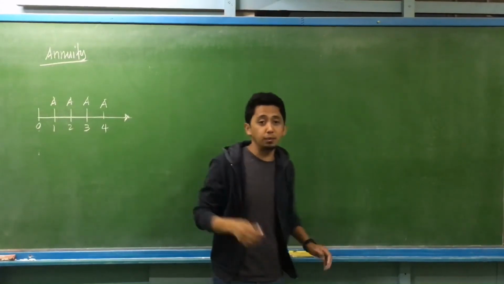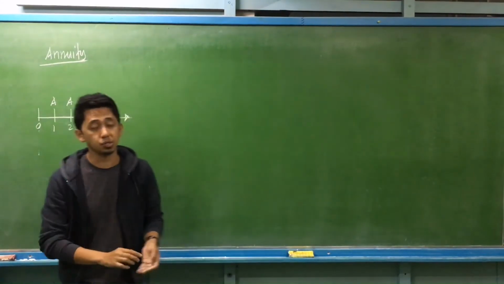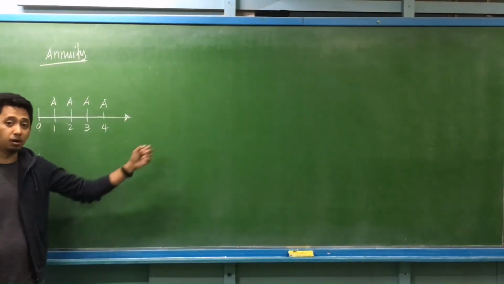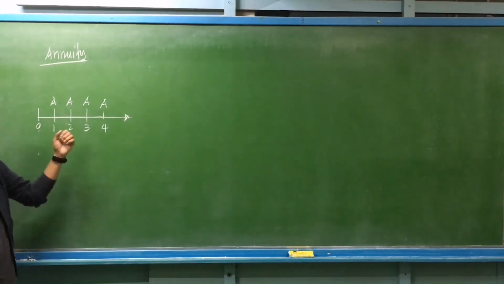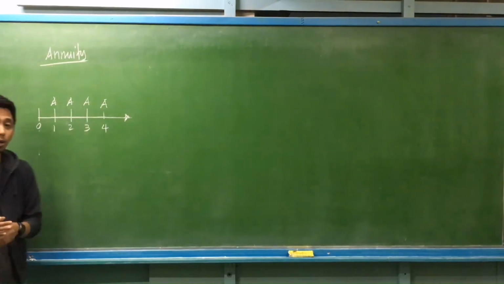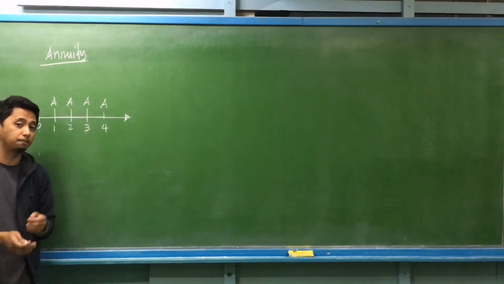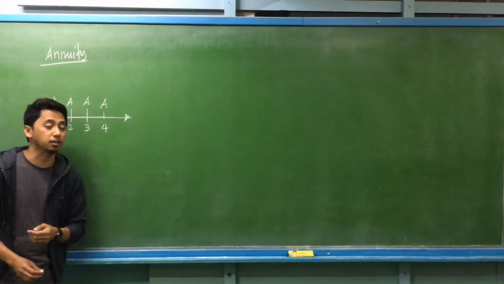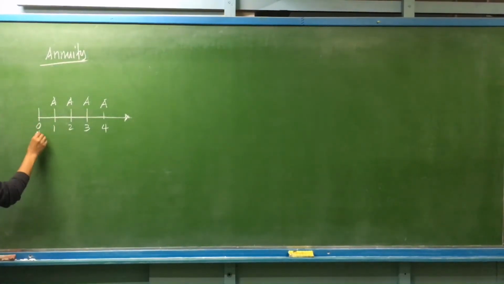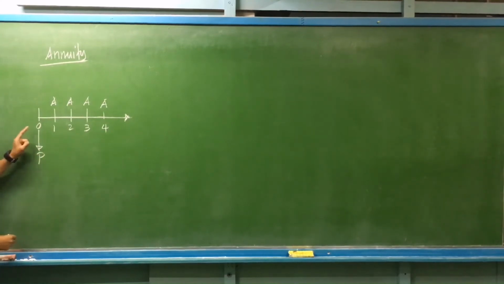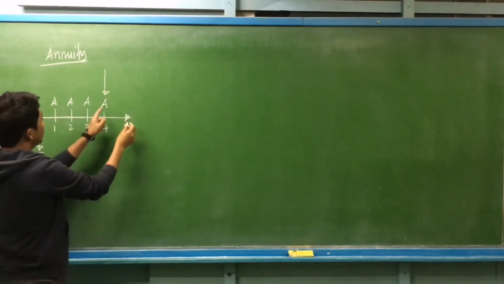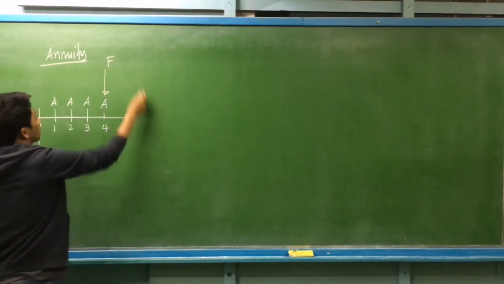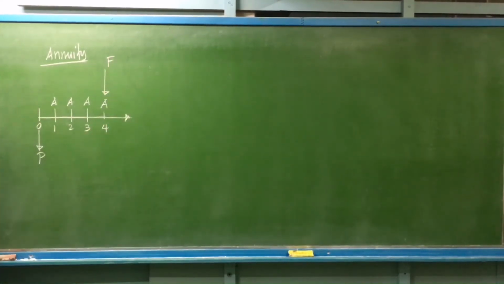This is annuity. Annuity is a series of periodic payments made at regular intervals of time. What is important when doing annuity is knowing the location of the future amount and the present amount. The present amount is always at time equal to 0, and the future amount is at the same time as the last payment.